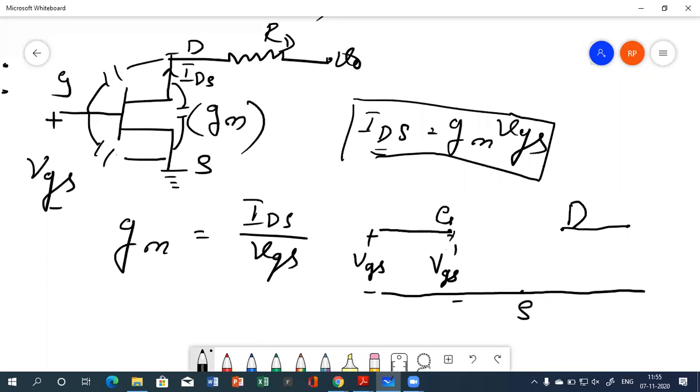Again, between the gate and source, we have one capacitor. We call it CGS. So here I will draw that capacitor also. This capacitor is nothing but CGS, which is connected between gate and source. Now we'll move on to the gate to drain terminal.